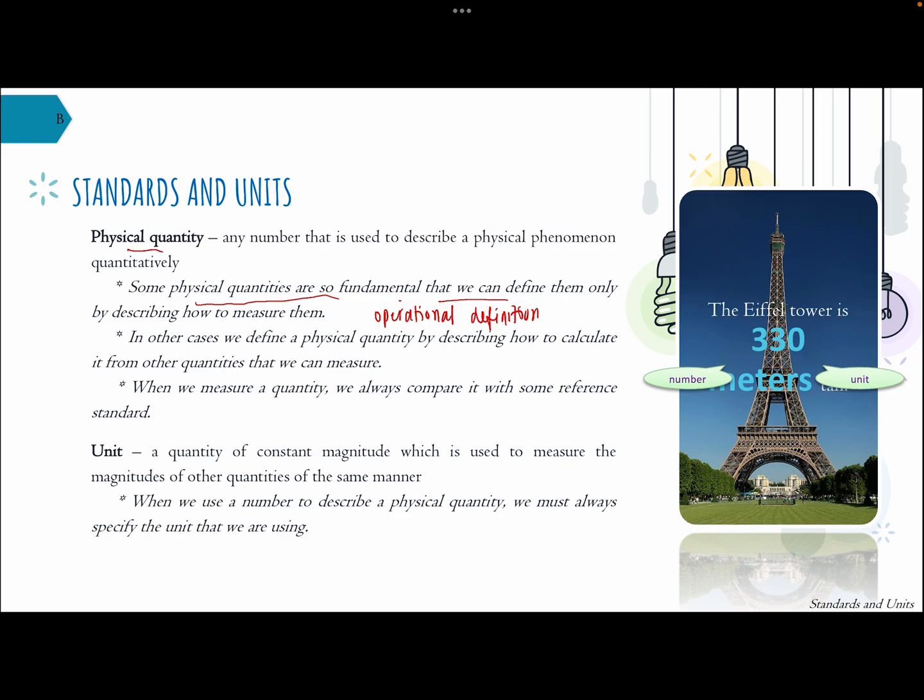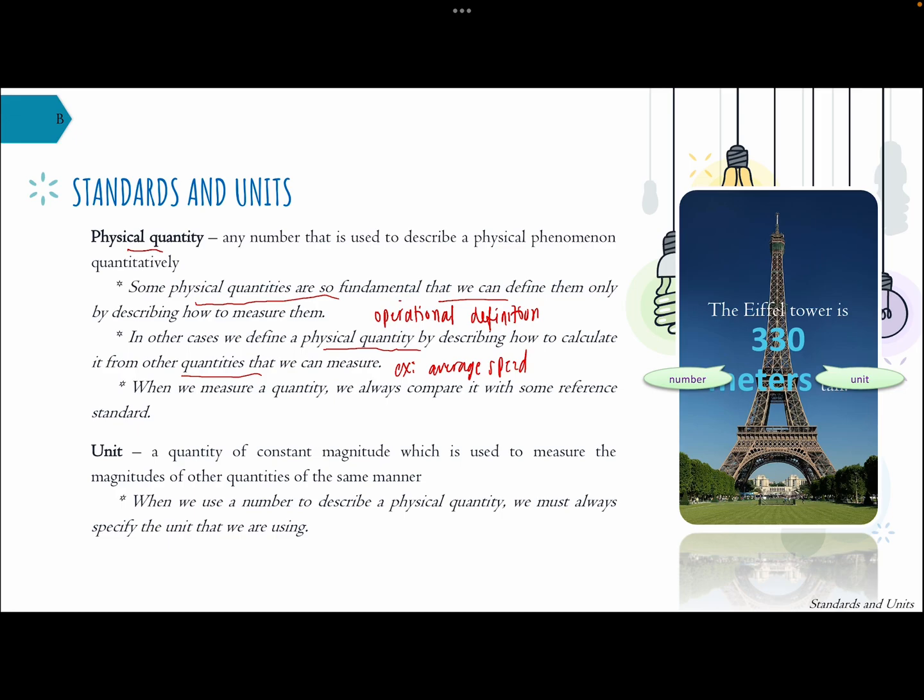So another two examples are measuring a distance by using a ruler and measuring time interval by using a stopwatch. Okay? In other cases, we define physical quantity by describing how to calculate it from other quantities that we can measure. So example is average speed of a moving object.